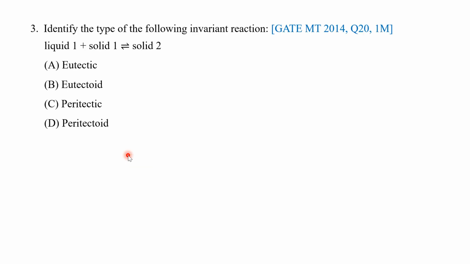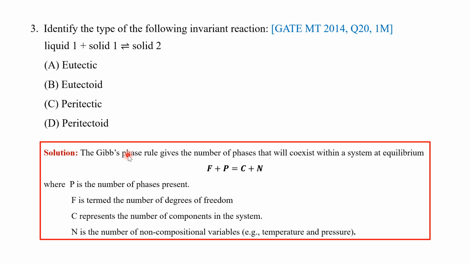So the next question is, identify the type of the following invariant reaction. It was asked in GATE Metallurgical Engineering 2014 for 1 mark. So we know that there are invariant reactions. How do these invariant reactions come about? We know that the number of phases that can coexist in a phase diagram at equilibrium is given by the Gibbs phase rule. What is the Gibbs phase rule? F plus P is equal to C plus N, where F is the number of degrees of freedom, P is the number of phases present, C is the components present in the system, and N is the number of non-compositional variables.